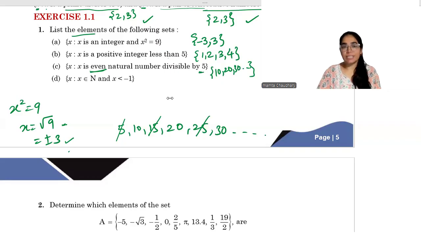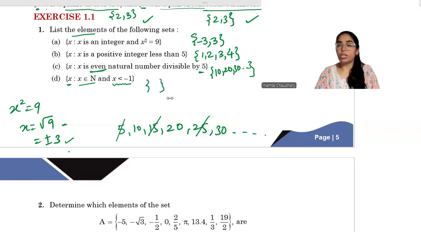Next, x belongs to N, which means x is a natural number, and x is less than minus 1. Do we have any natural number which is less than minus 1? No. Natural numbers start from 1 only. So it is a null set. Remember? Null set. It means there is no element in the set.